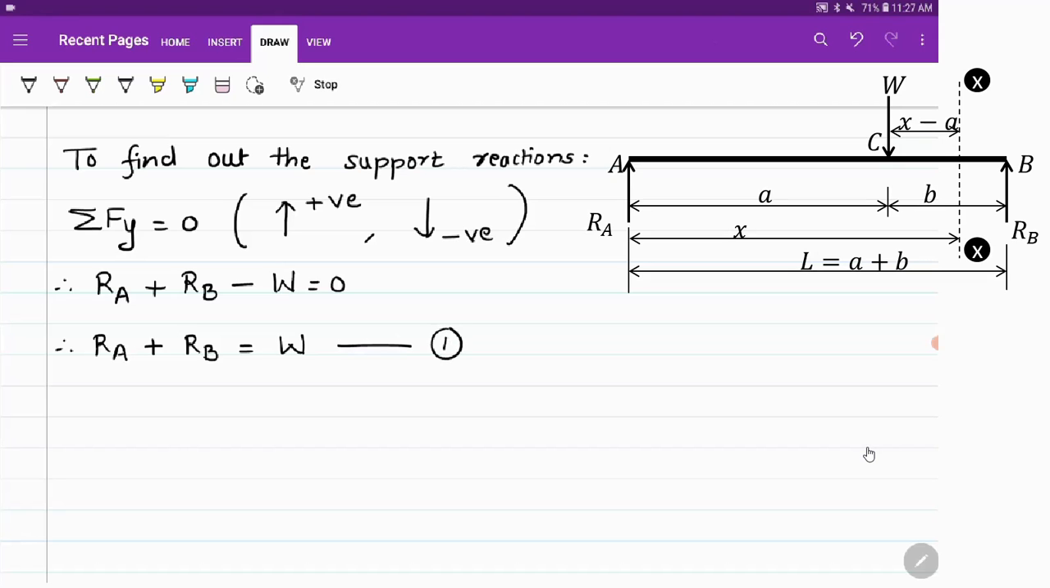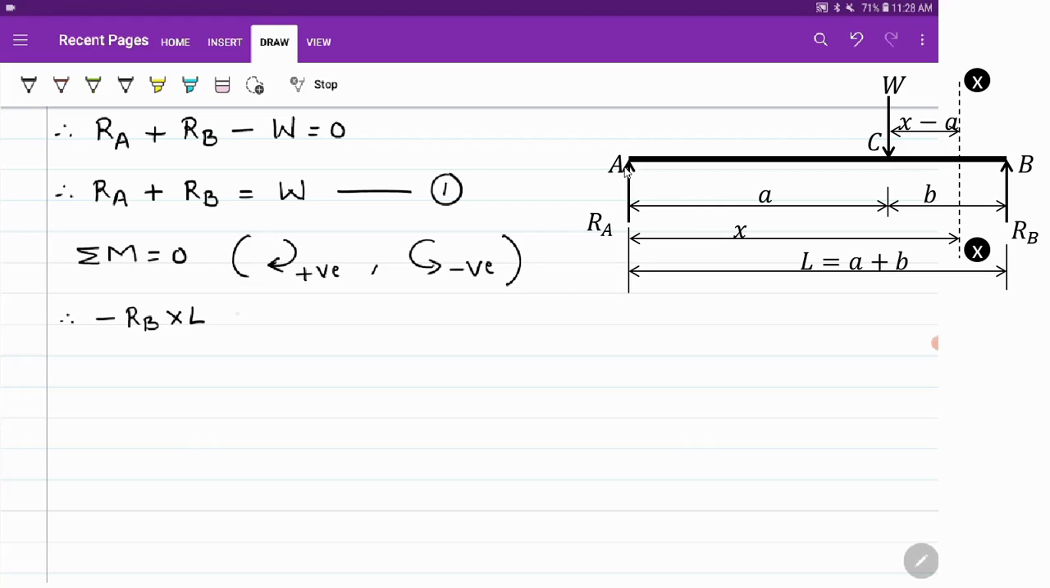Now we have to take moment. Summation of moment is equal to 0, and then we'll take moment about point A. Clockwise moments we are considering as positive, whereas anti-clockwise moments we are considering as negative. Take moment about point A. So RB will produce anti-clockwise moment. As you can see, this RB will produce anti-clockwise moment about A.